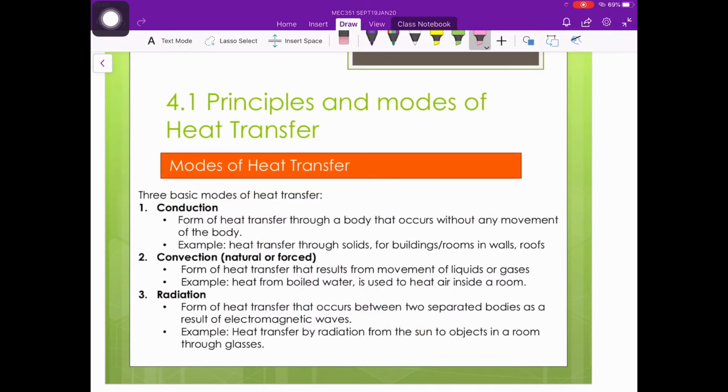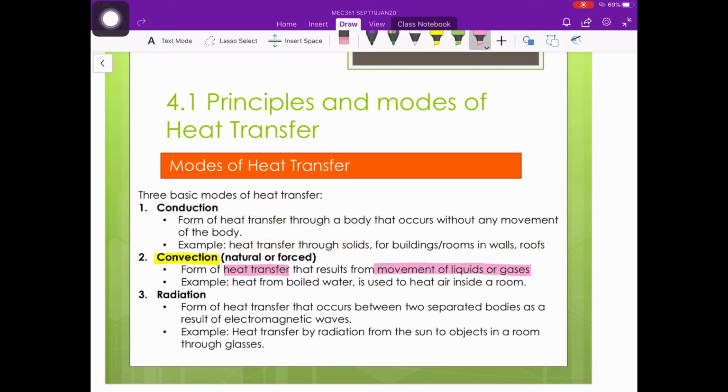For your information, there are three modes of heat transfer. The first one is conduction, the second is convection, and the third is radiation. Conduction is the form of heat transfer through a body that occurs without any movement of the body. The term body is referring to solid. For example, heat transfer through solids for buildings is through the walls and roof.